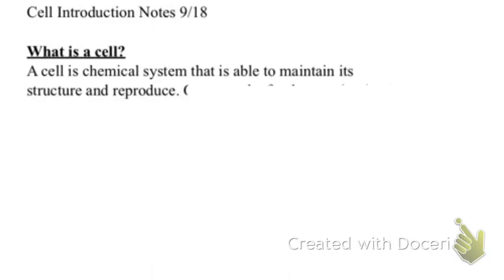All right, these are your introductory notes for cells. So what is a cell? A cell is a chemical system that is able to maintain its structure and reproduce. Cells are the fundamental unit of life.